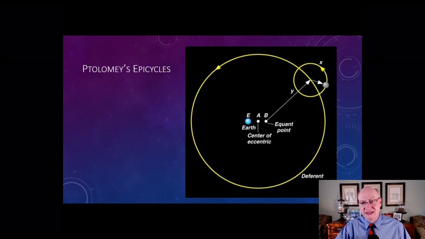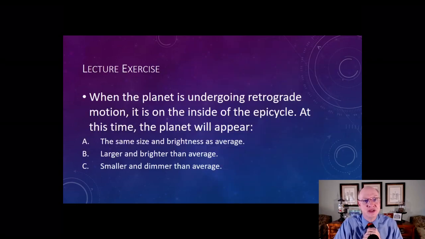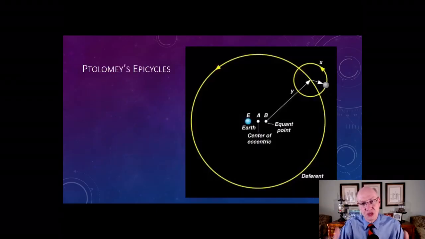So just out of curiosity, go out to the lecture exercise and answer this question. When the planet is undergoing retrograde motion, when it's on the inside of that circle and moving backwards, how will the planet appear in the sky? Will it be the same size and brightness as average? Will it be larger and brighter than average? Or will it be smaller and dimmer than average? So go ahead and think about when the planet is going through retrograde motion like this, whether it will be the same size and brightness as average, larger and brighter than average, or smaller and dimmer than average.